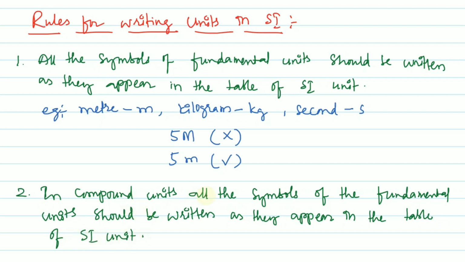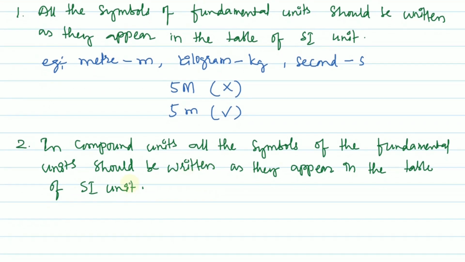SI unit. So compound unit means more than one unit for a physical quantity. Let's take an example to understand this. Example, the unit for force. So the unit of force is what? It's a compound unit. What is that? Kilogram meter per second square.